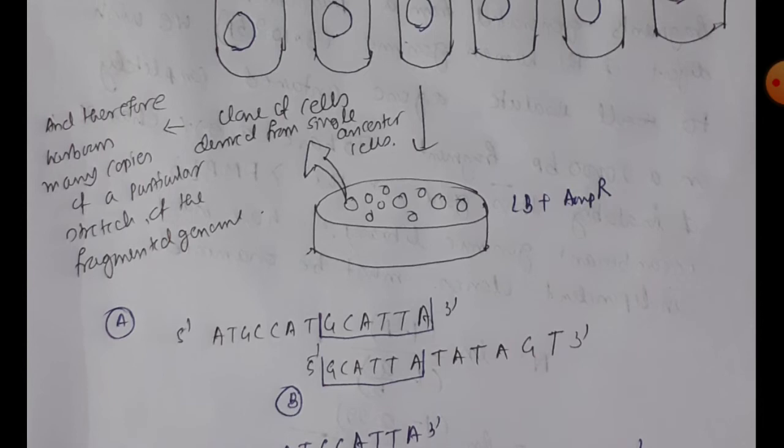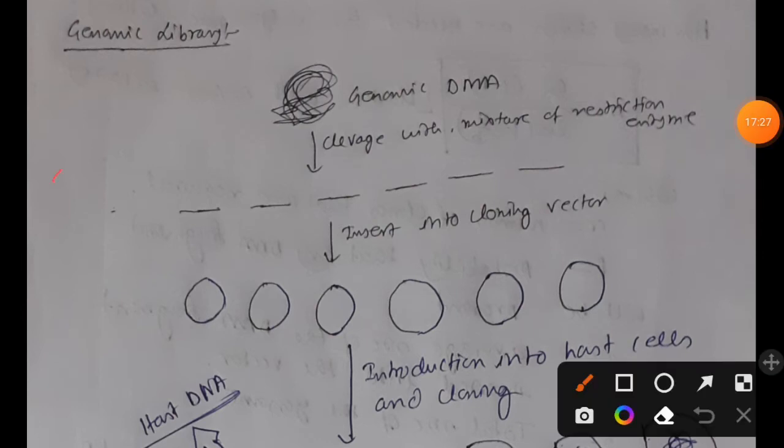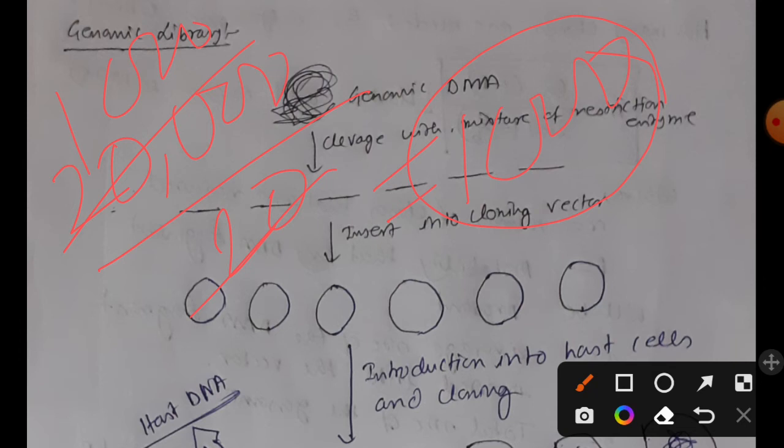So during this screening procedure, how many recombinant colonies do you have to screen? Suppose the entire genome of E. coli is 20,000 and our average insert size of the vector is, let's say, 20. That means there will be 1,000 different cells or clones we have to screen to find our gene of interest, right?